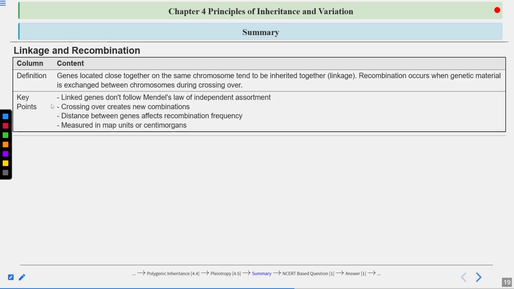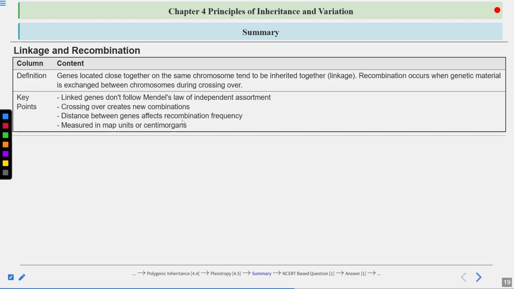Now, what are the key points related to linkage and recombination? Linked genes do not follow Mendel's law of independent assortment, as observed by Morgan in an experiment with Drosophila. He didn't observe the 9:3:3:1 ratio in the F2. Crossing over or recombination creates new combinations as there is mixing of the genes.